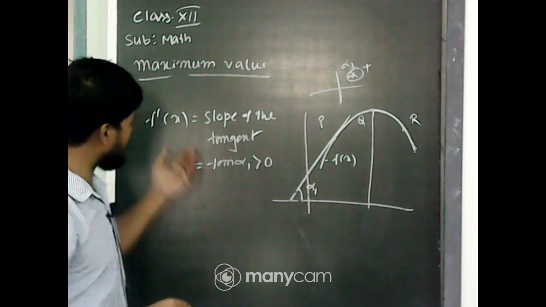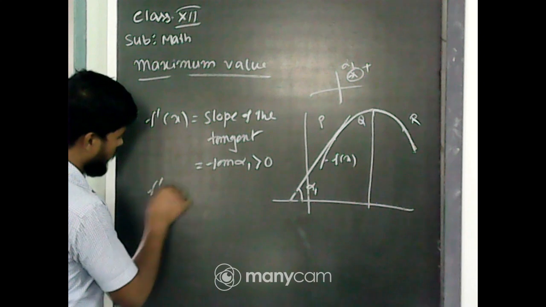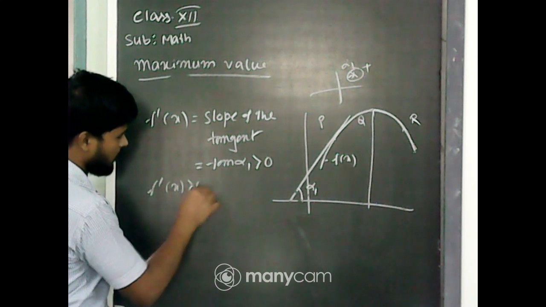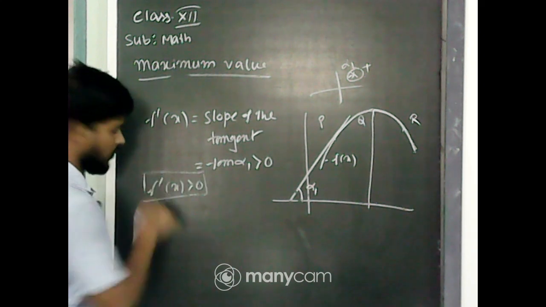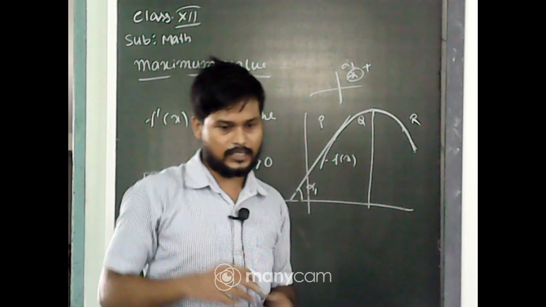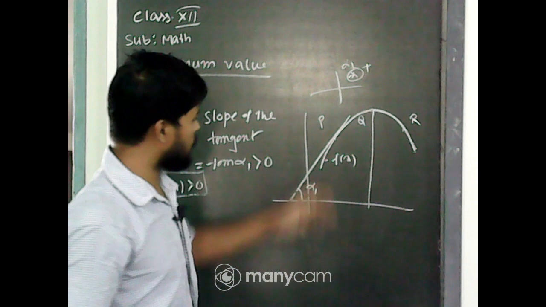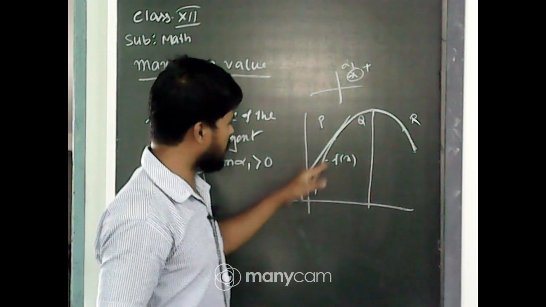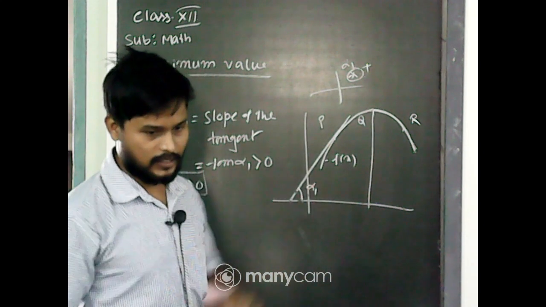So if a function is increasing, we know that f dash x is greater than 0. We have learned this in our previous classes: when f dash x is greater than 0, the function is increasing, and similarly if the function is increasing, then f dash x is greater than 0.